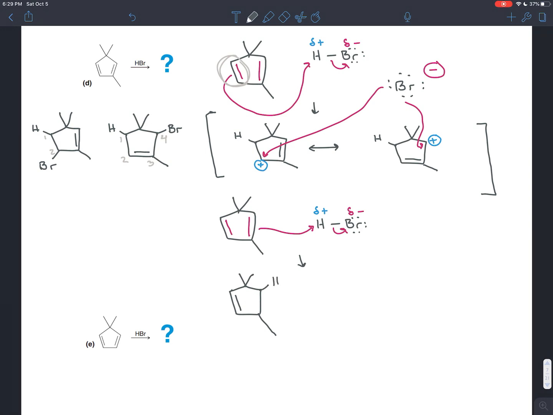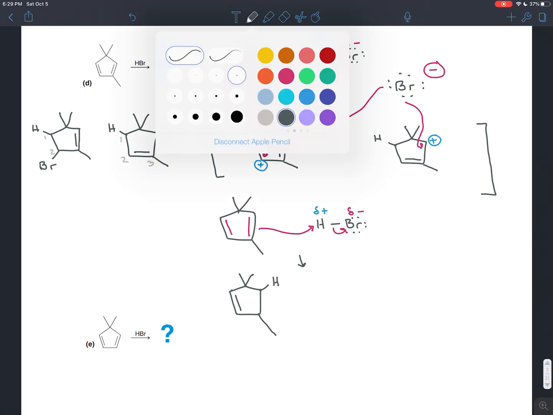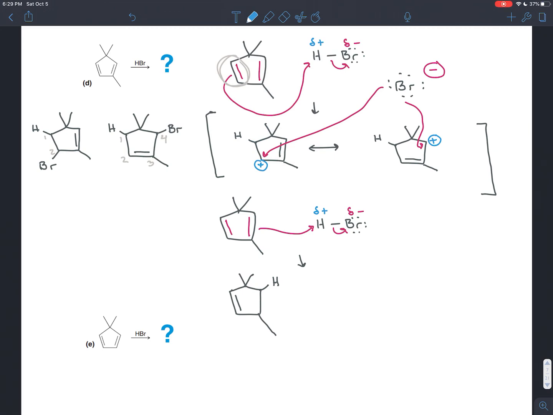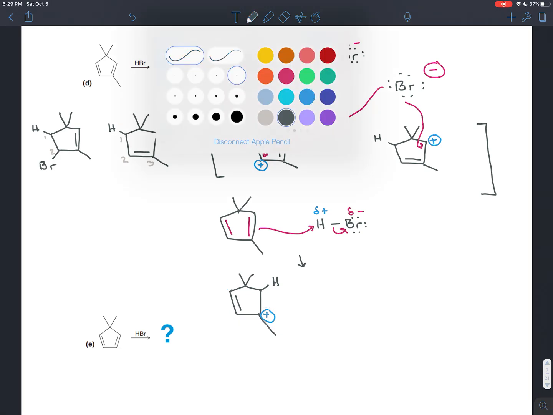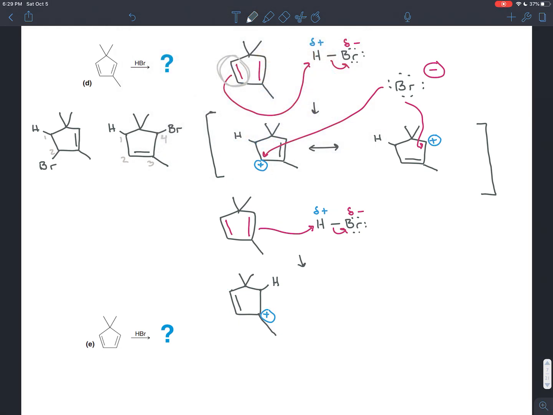So the hydrogen adds up here. And that's because that leaves you with an allylic carbocation. So this carbocation is going to be stabilized through resonance. So it's the most stable carbocation, that's the one that forms.